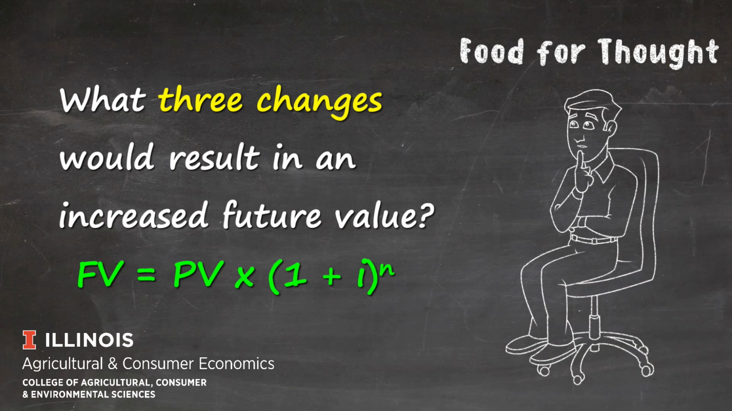Some food for thought. Going back to the algebraic equation, future value equals present value times 1 plus I raised to the N, what 3 changes would result in an increased future value? Well, we have a very linear relationship here. So if we increase present value, future value would increase. If we increase I, future value is going to increase. And if we increase N, future value increases as well.